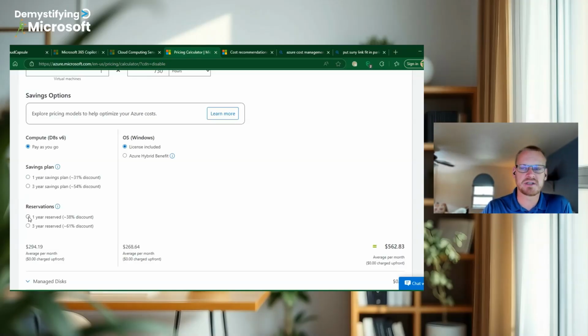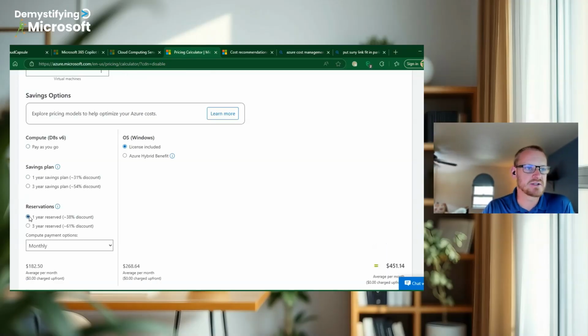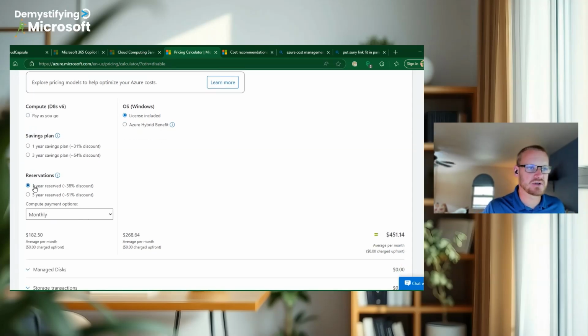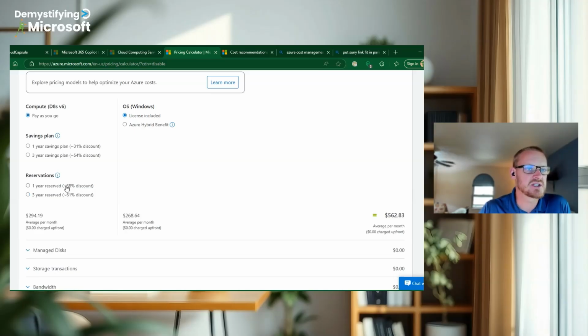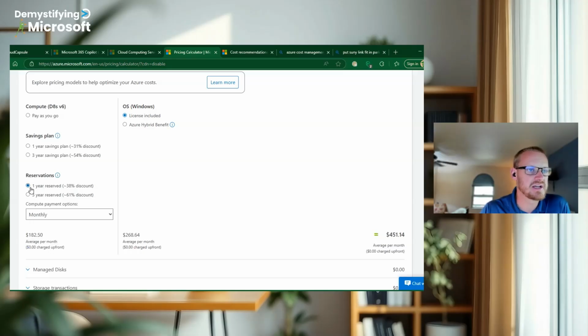If you know that VM is going to be around for a year, we can add a reservation, and that takes 38% of the cost off right there with that one choice. If we go with the 3-year reservation, saying I'll commit to paying for this VM for 3 years, they pull a full 61% off. Now, you'll notice that the number over here on the right-hand side, which is your total cost, didn't go down by 38% or 61%. That's 38 to 61% off of the compute cost. So this 294 goes down to 182, goes down to 114. That's just impacting the compute cost, the cost for the hardware running the VM.